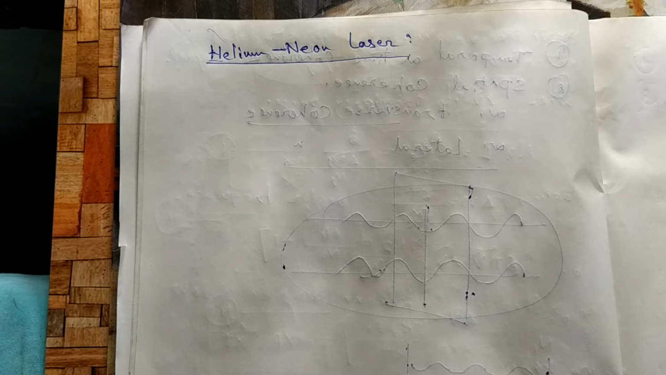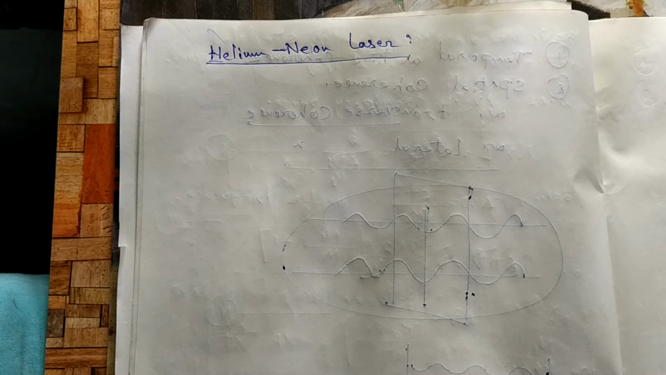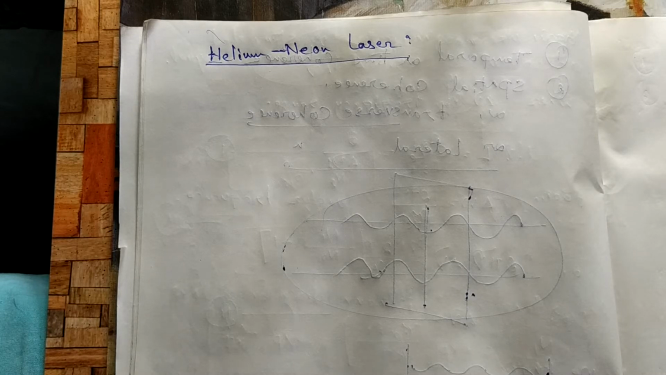It is highly monochromatic. That means the wavelength released from this laser beam is highly monochromatic; approximately, only one wavelength is released. The spectrum is pure. The wavelength is always constant, and the frequency of this light is highly stabilized. This is the advantage of this type of gas laser.